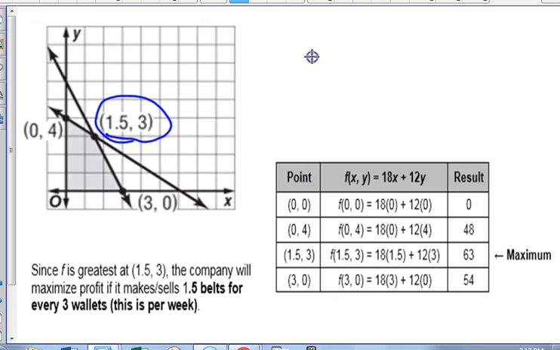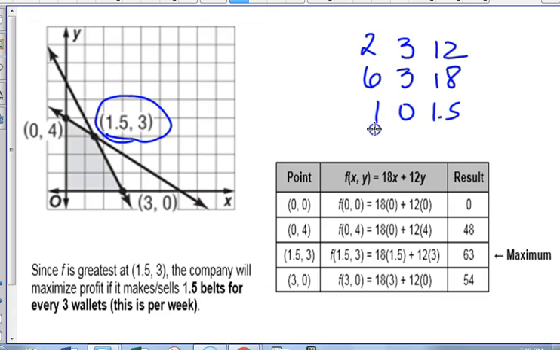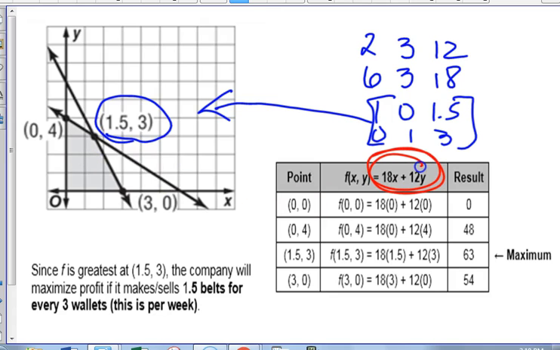Okay. Can you tell me the matrix I would have put in to find that? 2, 3, 12, 3, 3, 18. Okay. And it would have come out 1, 0, 1.5, 0, 1, 3. Okay, to find that ordered pair. Everybody clear on how that would help us? Okay. So, then they plugged into our profit.